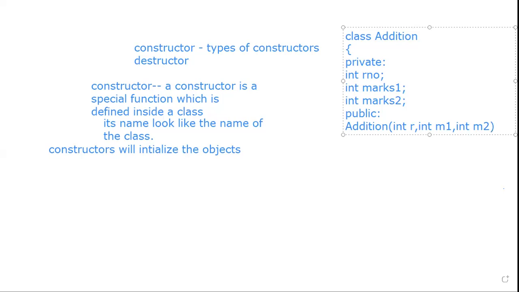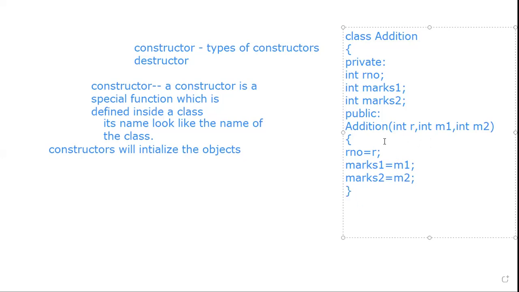Now, what is the meaning of this? I am creating one constructor with the 3 parameters which are r, m1, m2. What is the purpose of the constructor? They will initialize the objects. Now, what I will do, I will give the values. So I will give rollnumber equal to r, marks1 equal to m1 and marks2 equal to m2.